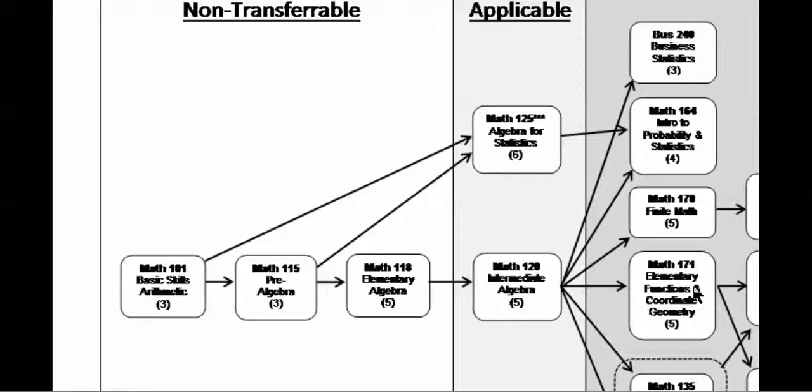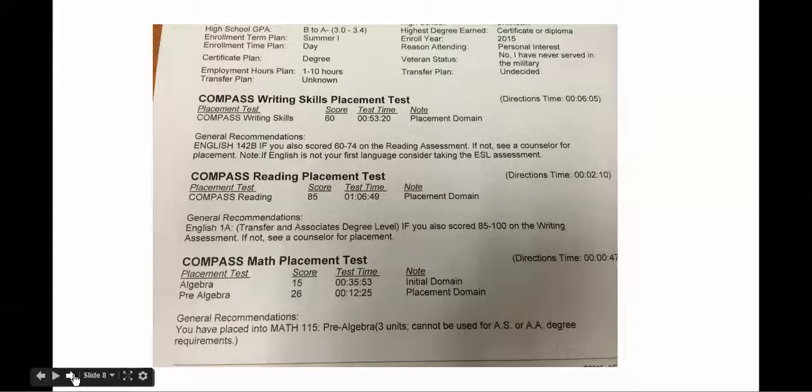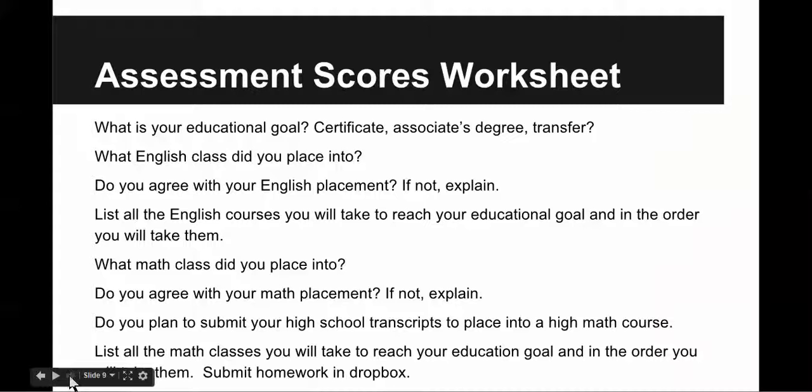So now what I would like you to do, I just wanted to mention one more thing. On your assessment scores worksheet, you will notice you will have your Compass Math Placement Test, your scores, and again, you'll have the course that's recommended for you based on your math assessment. So next what I would like you to do is print out or have out your assessment scores worksheet. This is where you're going to do your homework assignment for this module.